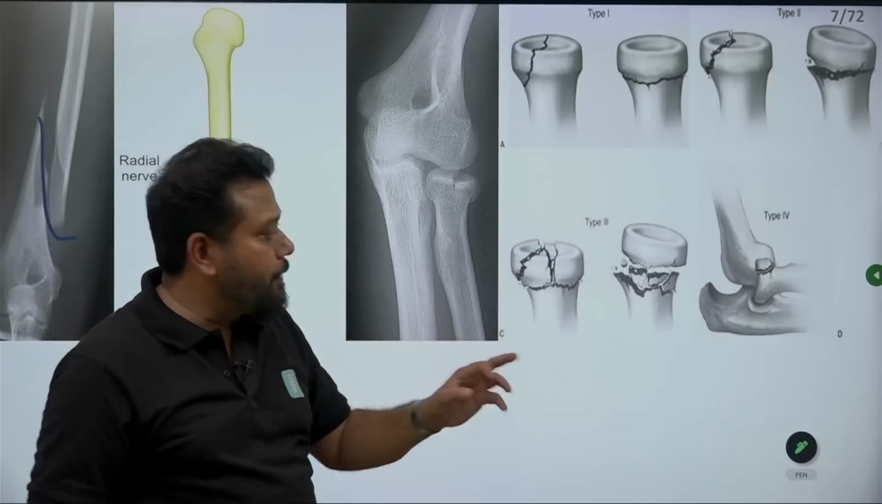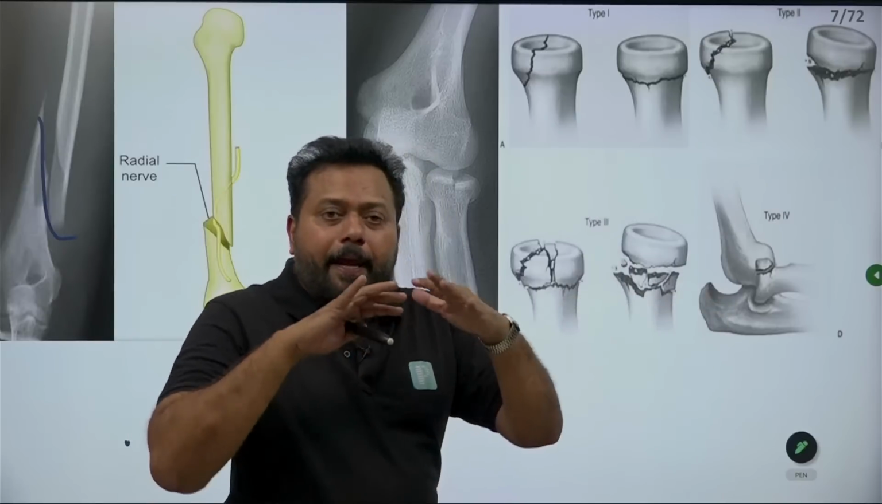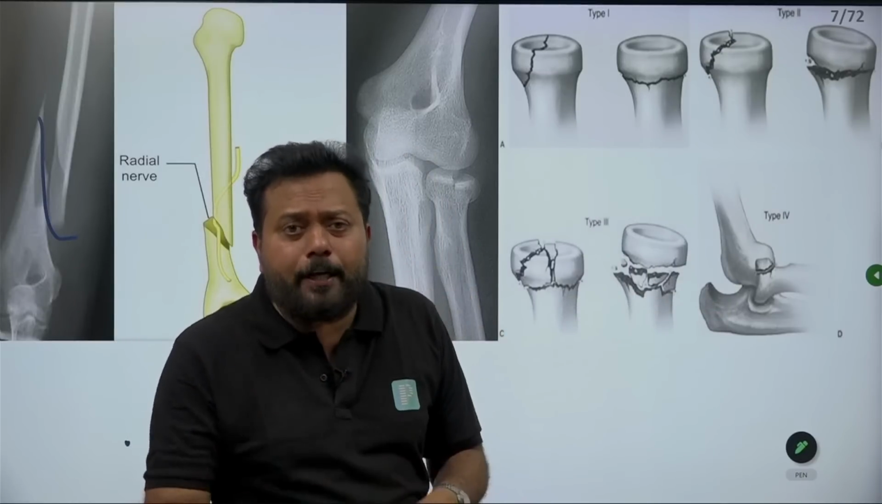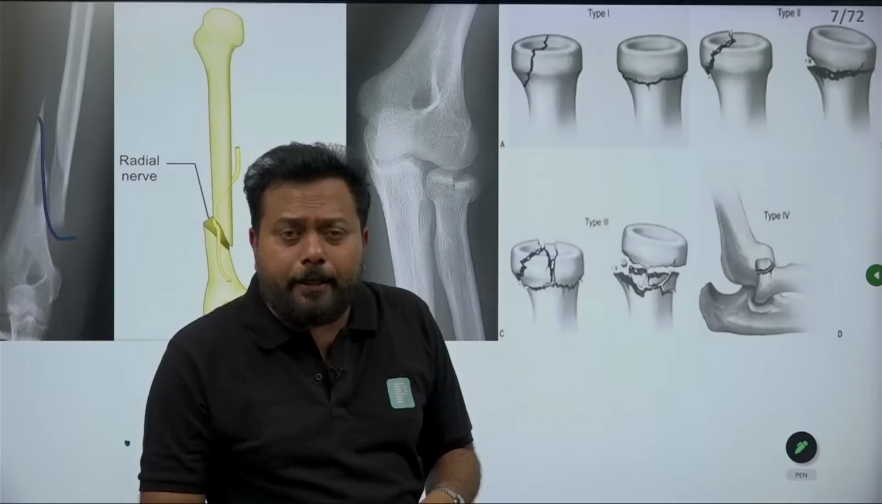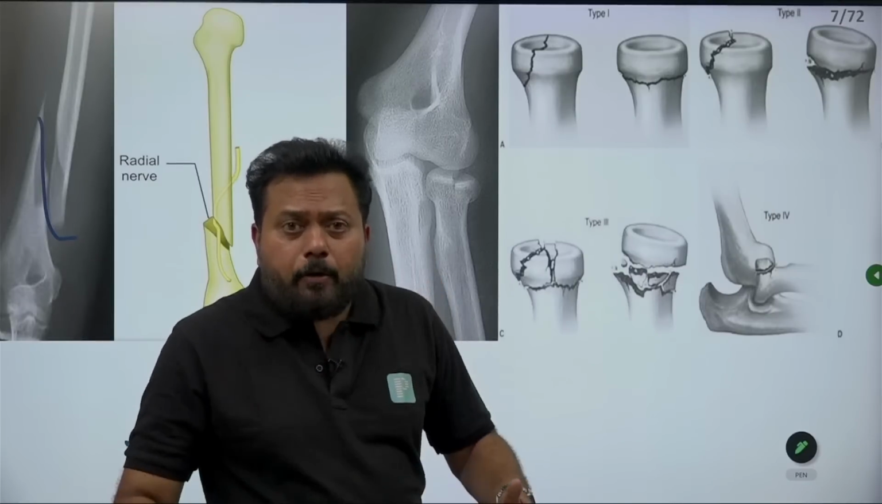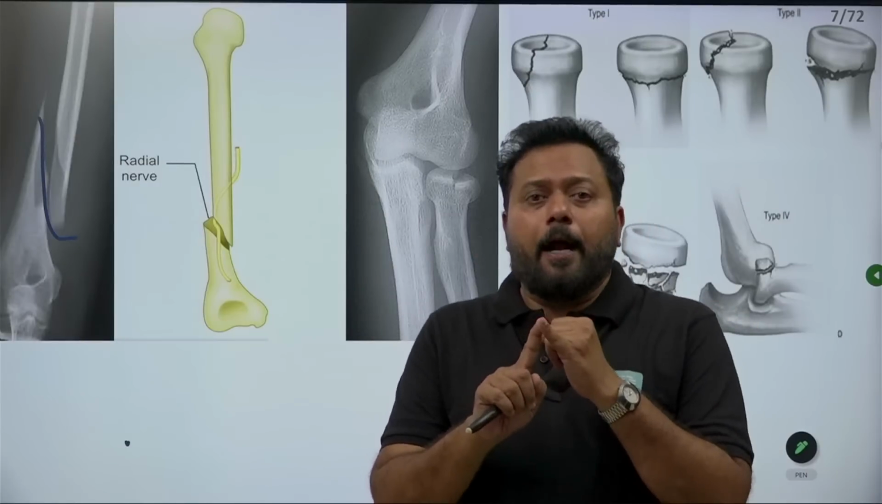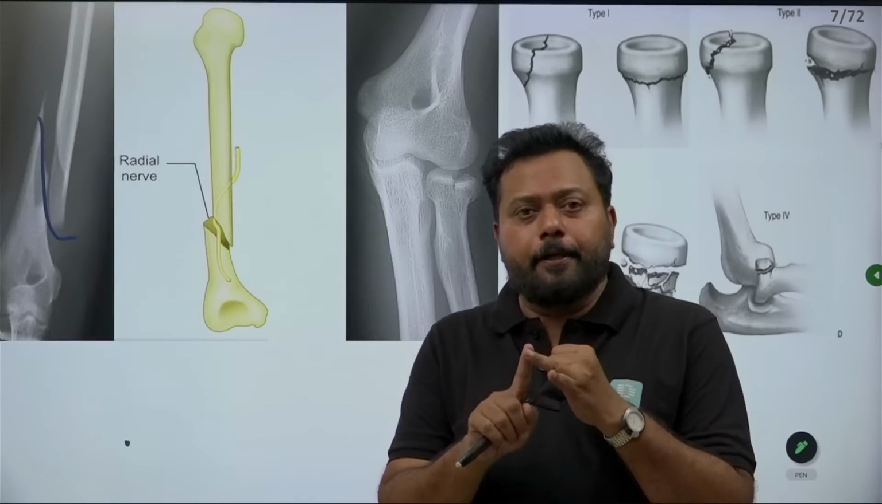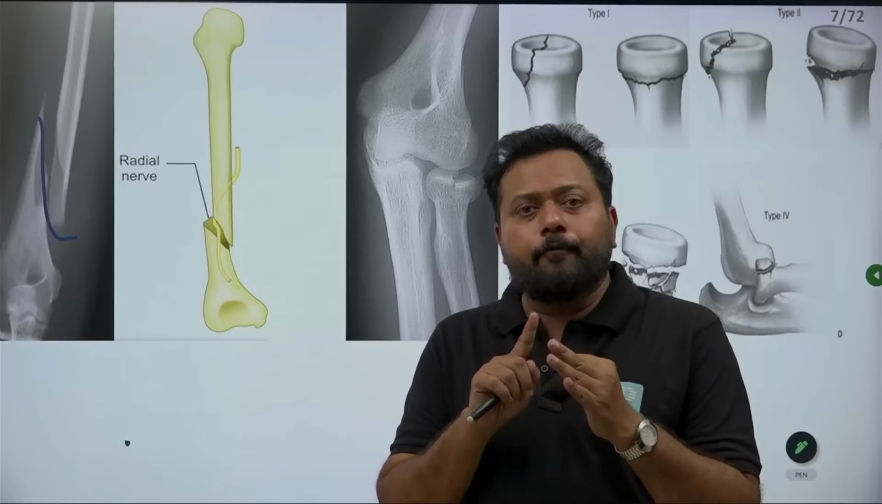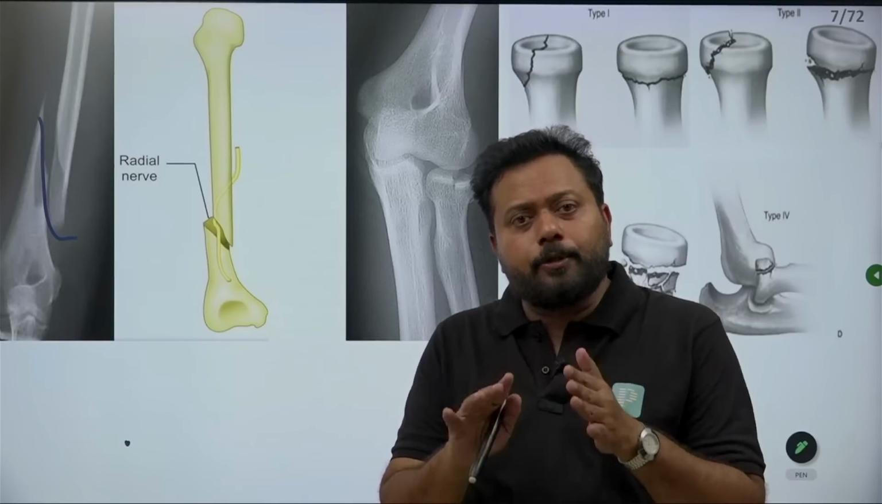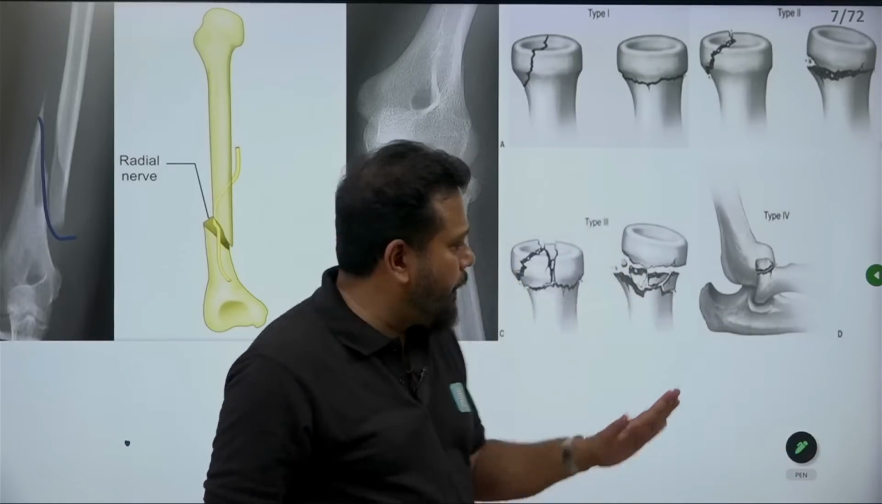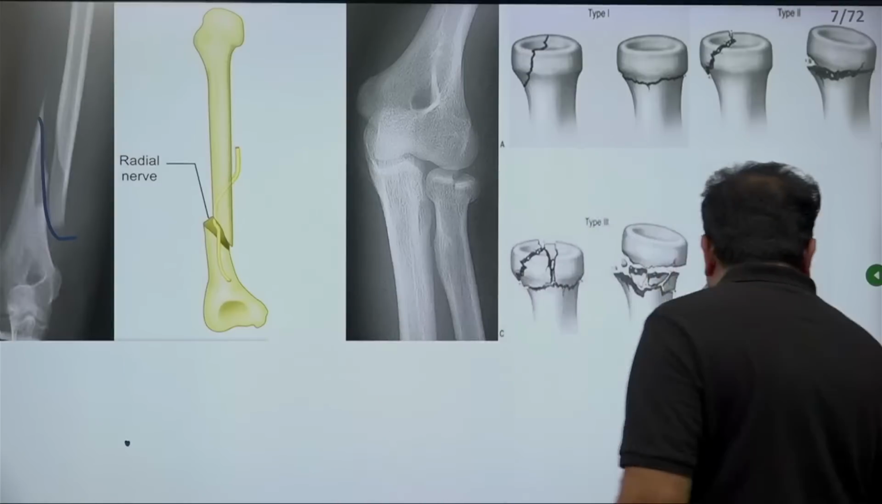It is type 3 Mason's. Type 4 is any type of radial head fracture associated with elbow dislocation. So Mason's type 1 is split, undisplaced. Type 2, split, displaced. Type 3, comminuted. Type 4, radial head fracture associated with elbow dislocation. Okay, that completes the radial head fracture.